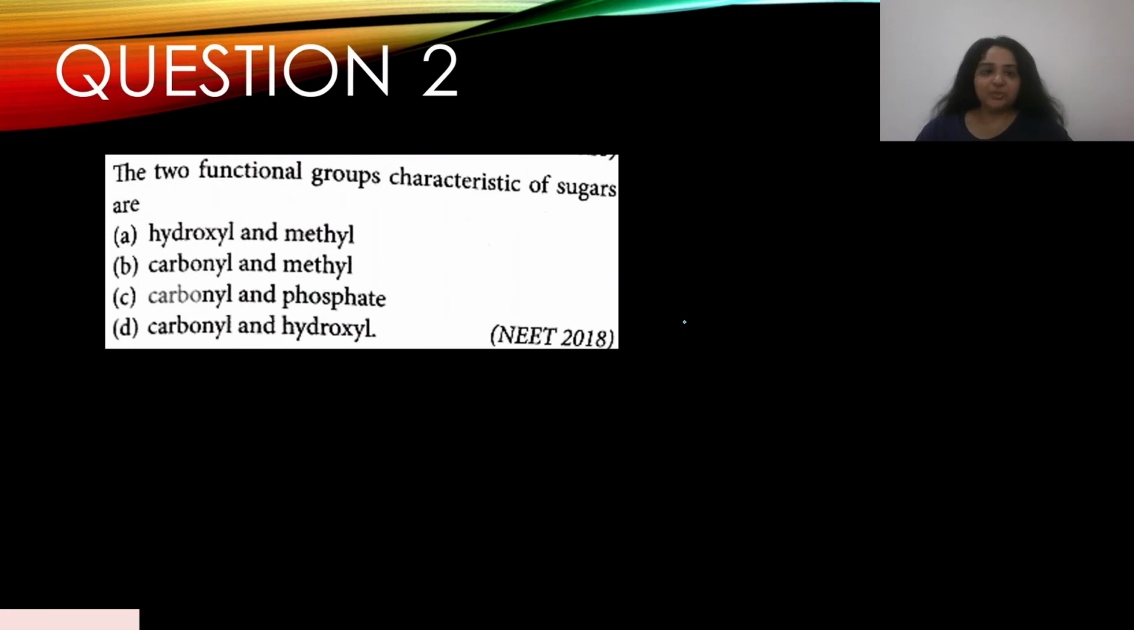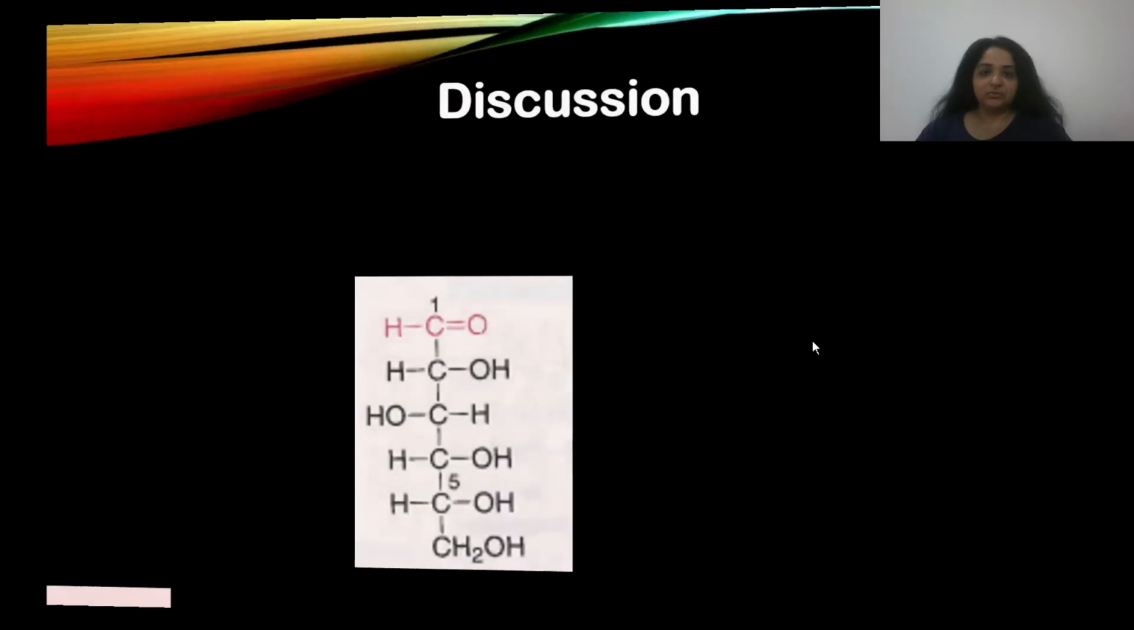Question number 2. The two functional groups characteristic of sugars are, and this appeared in NEET 2018, A. Hydroxyl and methyl, no. Carbonyl and methyl, no. Carbonyl and phosphate, no. Carbonyl and hydroxyl, yes. So these are the two functional groups found in sugars, in carbohydrates. Answer is D. All right, let's go to the discussion.